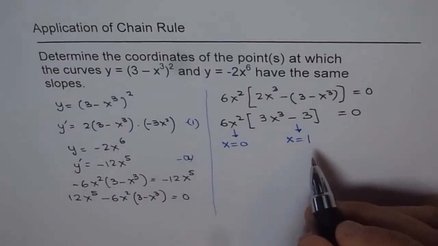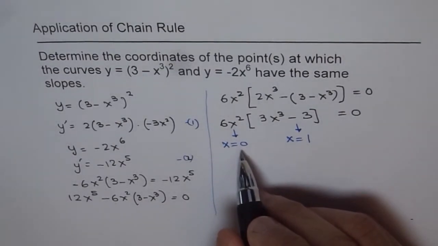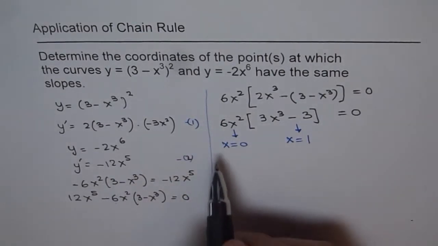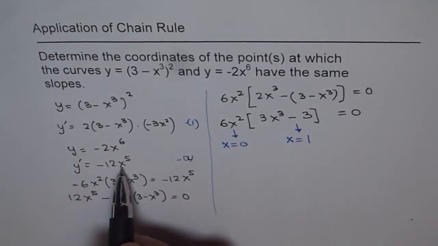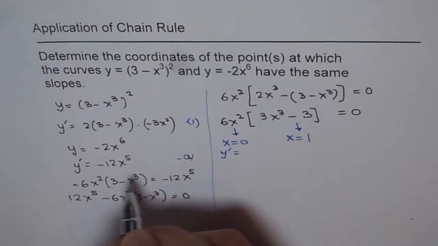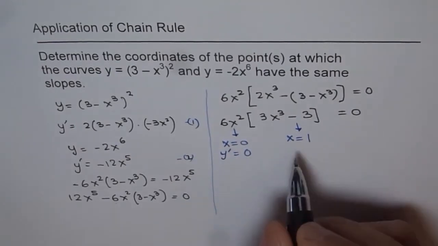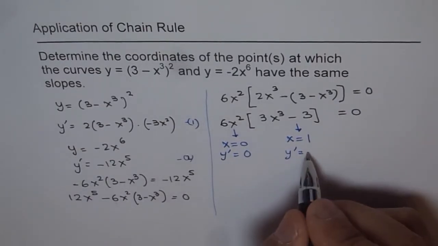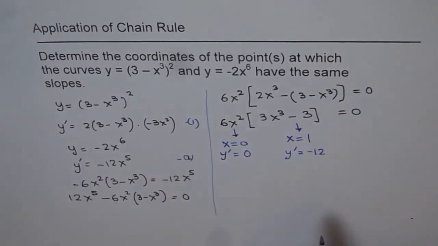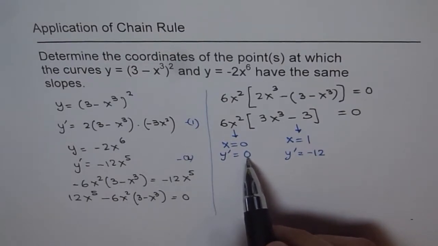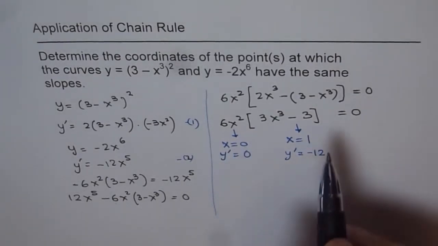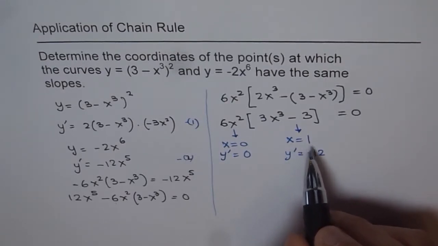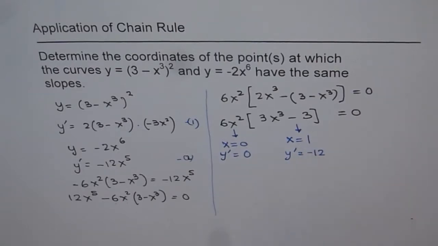Let's also analyze: if x is 0, what is the slope? We can check with any of these equations. This one seems simpler to check. If I put 0 here, then y dash is 0. Do you see? It's a horizontal line. And if x is 1, then y dash equals minus 12, right? So these are two different slopes. If the slope is 0, then we have x equals 0 as the point. If the slope on both the curves is minus 12, then x equals 1 is the point. Is that okay? That is how it is.